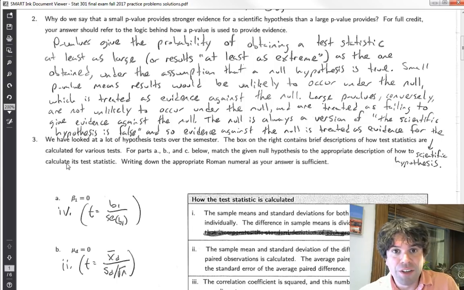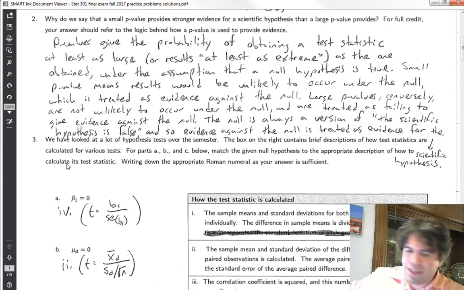Whereas if you get a large p-value, you're saying the results we got are the sorts of results that we would expect to see if the null were true. Doesn't mean that you necessarily believe the null is true, or that a large p-value is evidence that the null is true. It's just not evidence against the null. And so that's the logic behind how we use p-values to provide evidence.